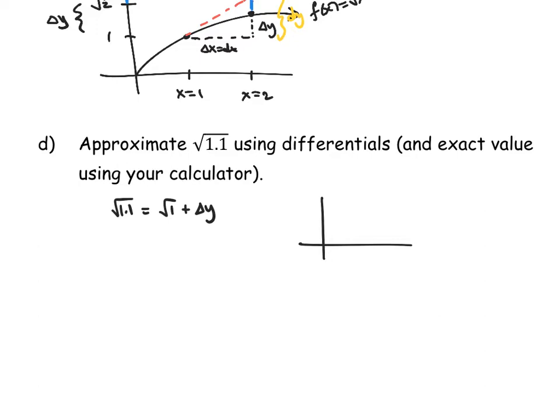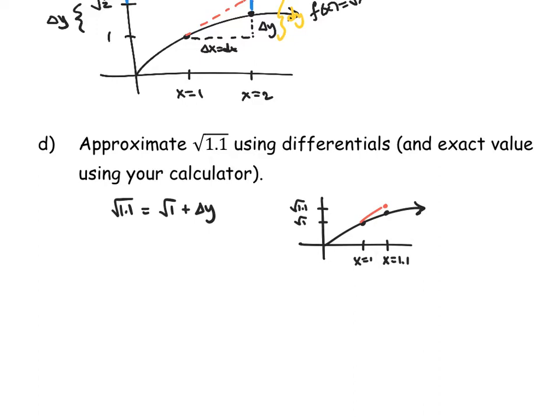Oh, that was bad. Let's try that again. You may not have seen that. Here's x equals 1. Here's x equals 1.1. So here's the square root of 1.1. Here's the square root of 1. I'm going to approximate it. So in order to approximate it, I sketch the tangent line. So this would be an approximate value for the square root of 1.1 right there. It's going to be an overestimate, and that's totally fine.